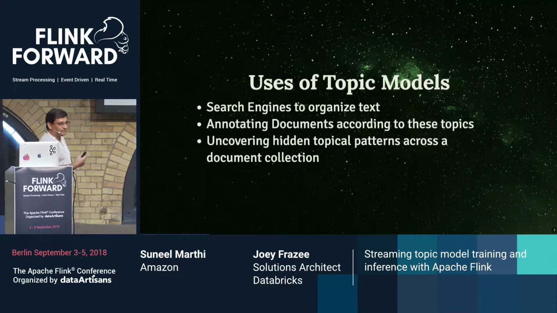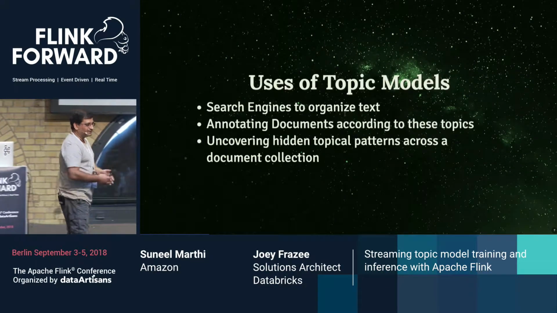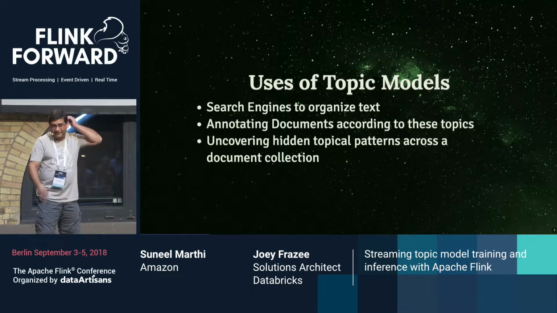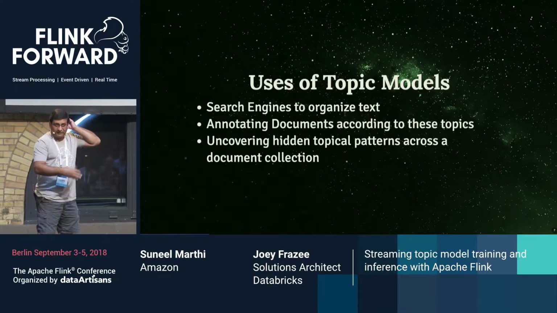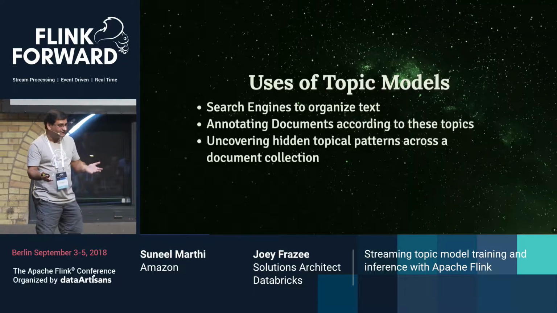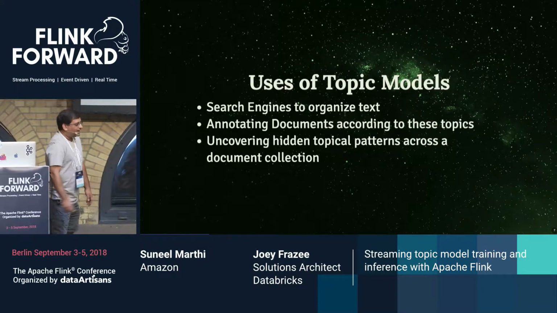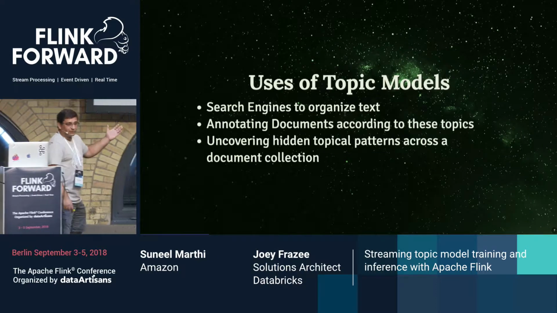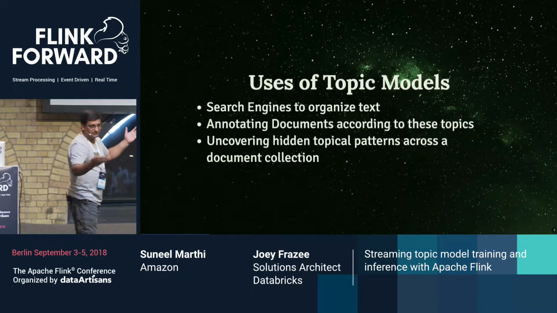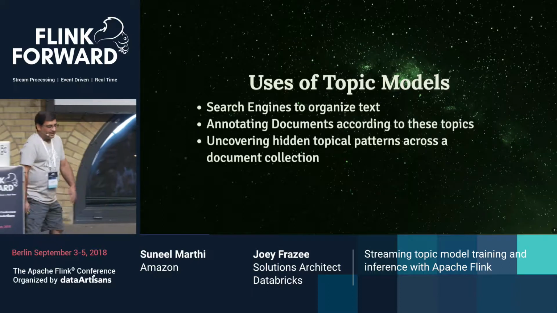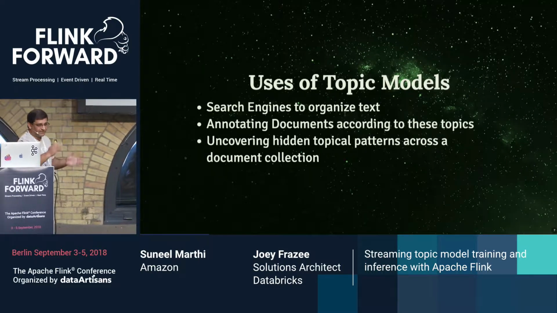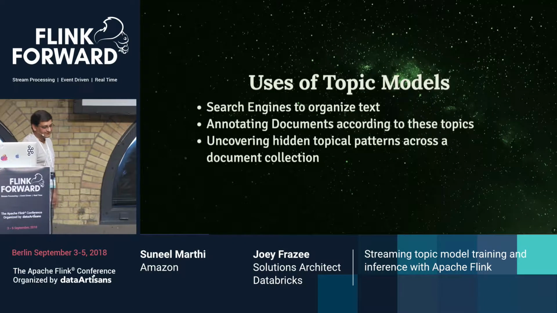So how do you use these topic models? Let's say you create your topic models. How do you use that? Most search engines use topic models for text summarization and for organizing text into collections based on the topics. You can also annotate your documents with the topics that you have discovered across the corpus. And sometimes you want to see what are the hidden topical patterns across a big collection of documents that you want to uncover.